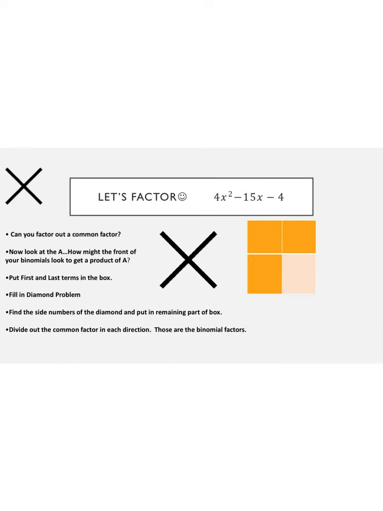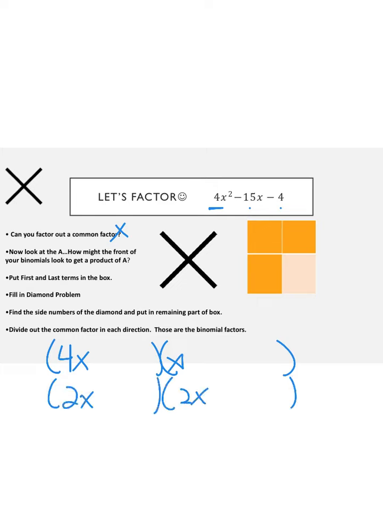Last one. Can you factor out a common factor? 4 and 15 and negative 4. No number can divide out of all 3 of those except for 1. So that's a nope. We can look at A. Now with A here, it's possible that it's going to be 4x times x, or it's going to be 2x times 2x. And we will find out pretty quickly which that's going to be. But this is what we're going to possibly be looking at.